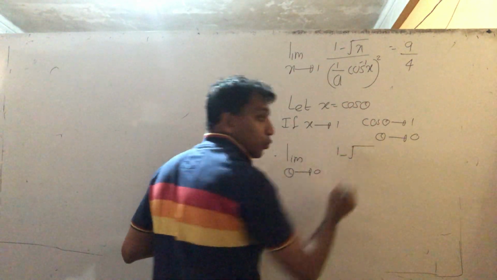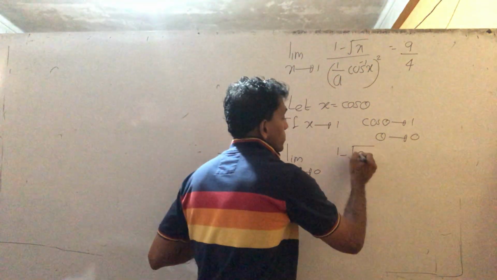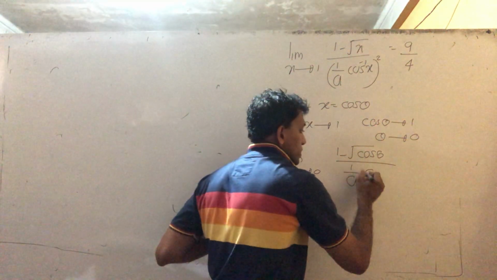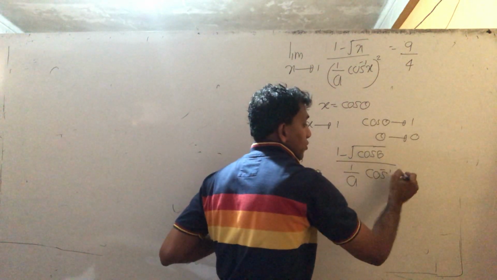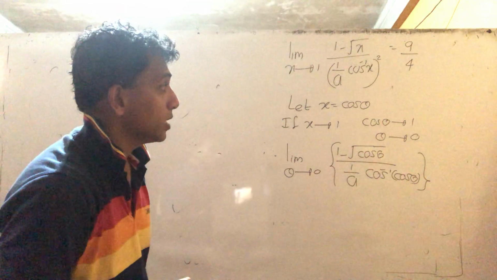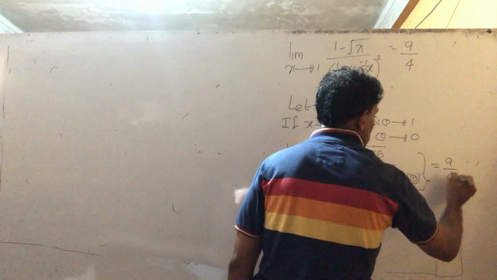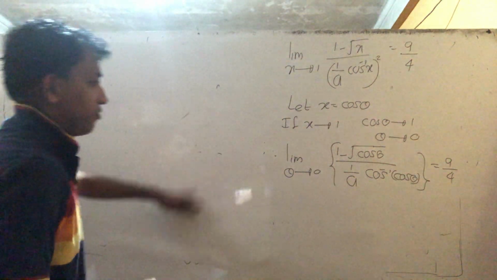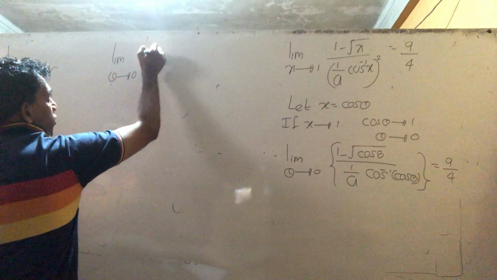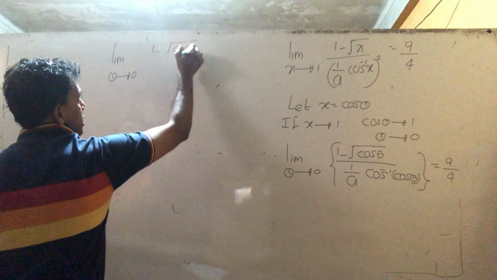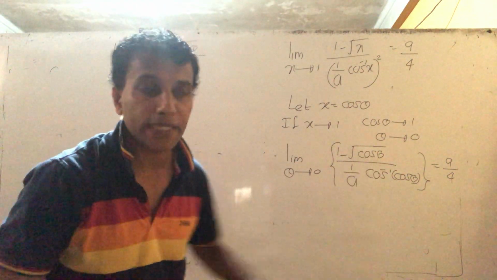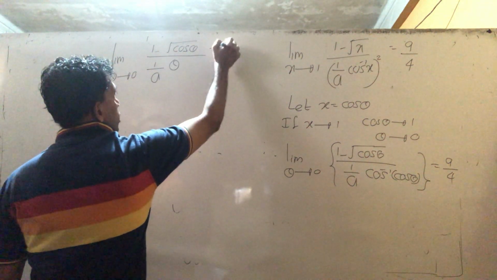Limit of 1 minus square root of cos theta over 1 over a, a is a constant, and cos inverse of cos theta, all squared, equal to 9 over 4. Okay, this pattern. Now we simplify. Limit theta tends to 0, 1 minus square root cos theta, and 1 over a, what is this, cos inverse cos theta is theta, into theta, equal 9 over 4.